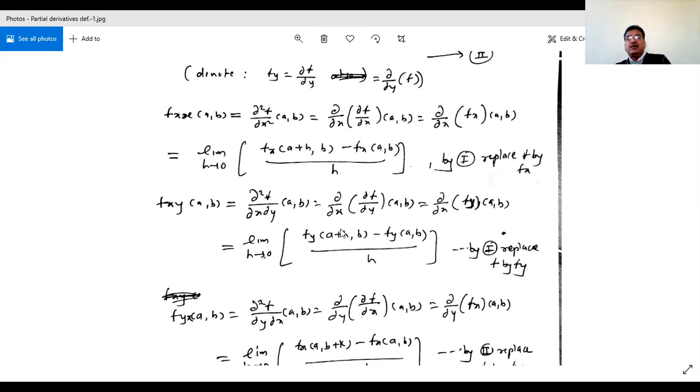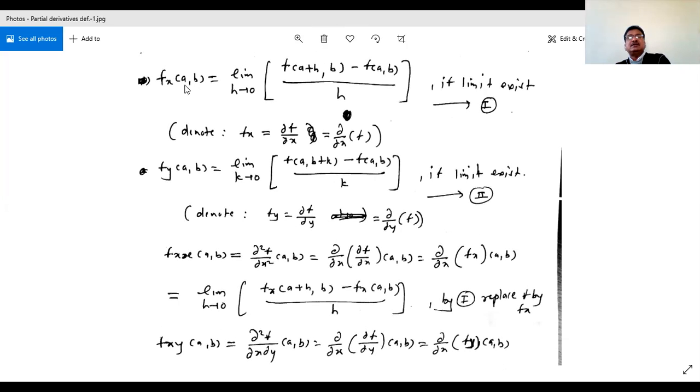So f_xy(a,b) is limit h tends to 0 of [f_y(a+h,b) − f_y(a,b)] divided by h. What is the meaning of f_xy? It is the derivative of f_y with respect to x.